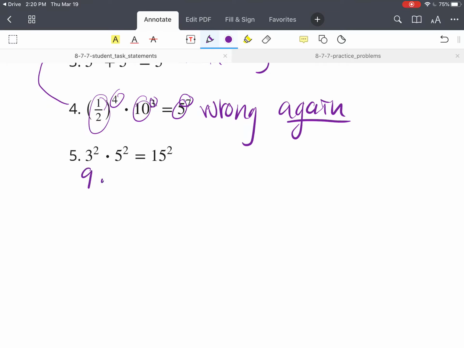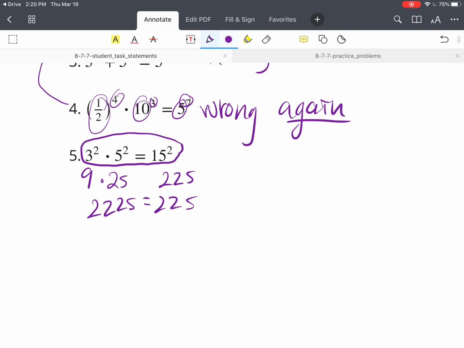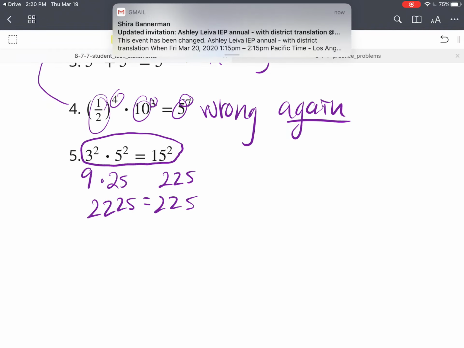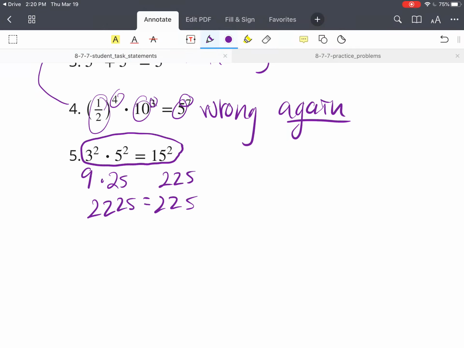Is this right? 3 times 3 is 9. 5 times 5 is 25. I know that 15 times 15 is 225. And 9 times 25 is 225. Huh. So maybe, what? This is weird.